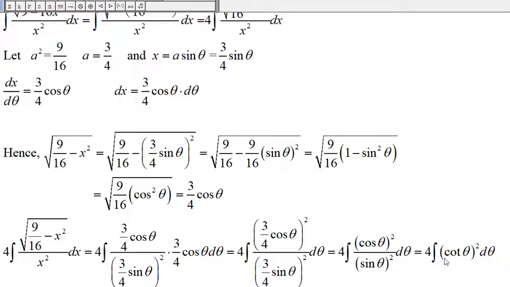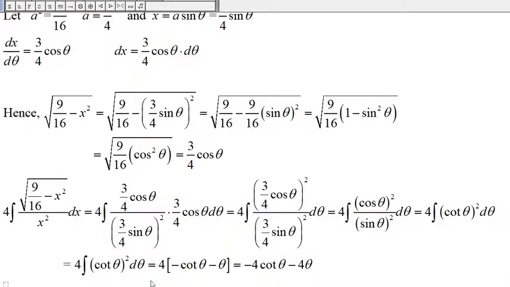And so the antiderivative of cotangent theta squared will be negative cotangent of theta minus theta. And then multiply this out, we get negative 4 cotangent of theta minus 4 theta. But this is in terms of theta. The original problem was in terms of x, so we need to rewrite this in terms of x.